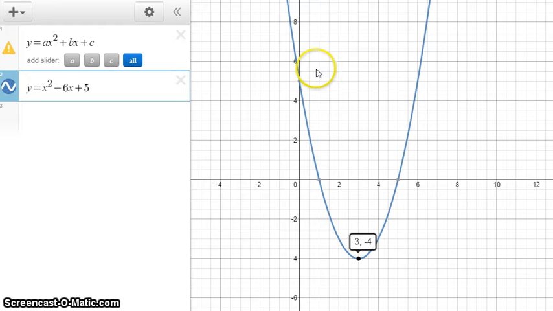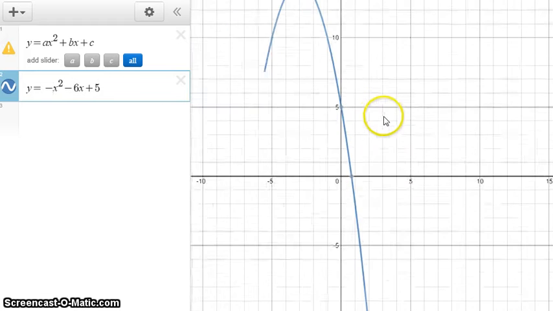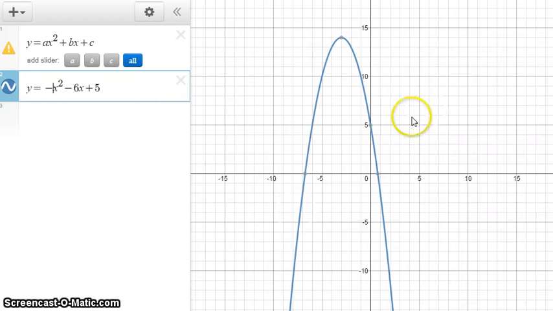So right now my graph is opening upwards. That's why my vertex is a minimum point. Okay, so let's say I'm going to change my equation. Let's say I want a graph that opens downwards. All I have to do is put a negative in the front. So now there you go. My graph opens downwards, and my vertex is no longer a minimum point, but a maximum point.